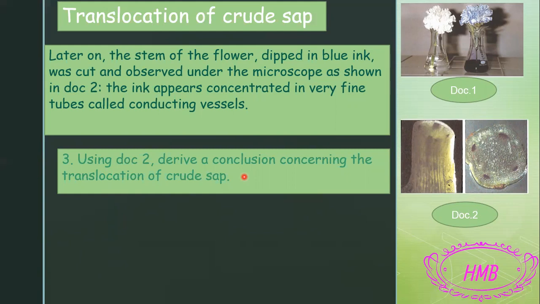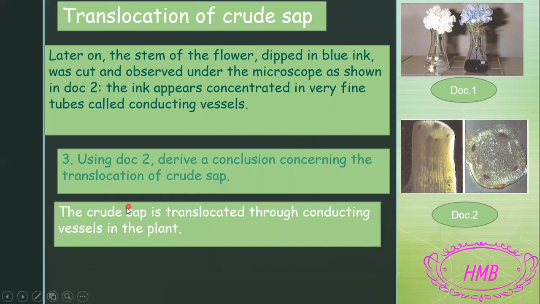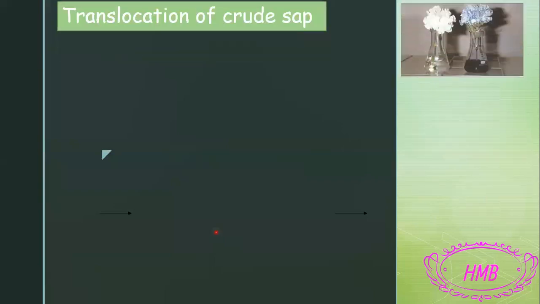If you remember, the question was, how is the crude sap translocated? So what we conclude about the way of translocation is that the crude sap is translocated through conducting vessels in the plant. We can also write the crude sap is translocated through conducting vessels in the stem of the plant, or you can just write in the plant. So this is the answer of the question.